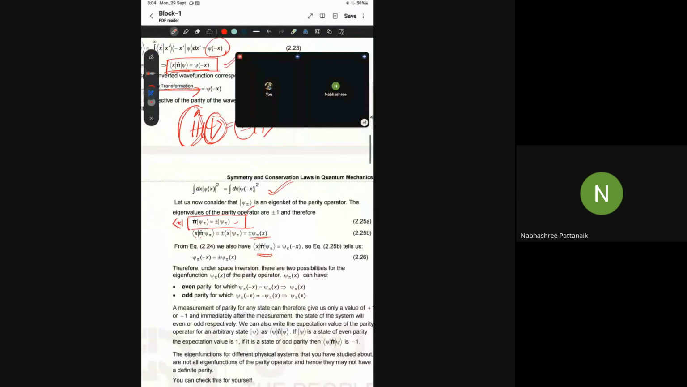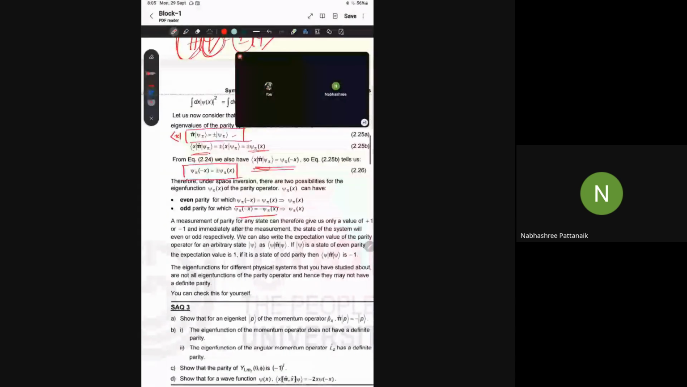So x pi psi pi will be equal to psi pi of minus x. So what did we get? psi pi of minus x is equal to plus or minus psi pi of x. So for even parity, it will be plus. For odd parity, it will be minus.